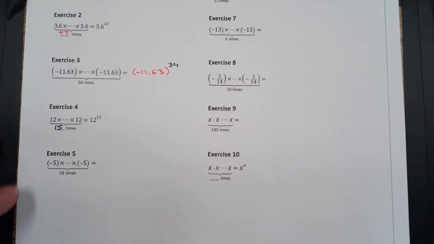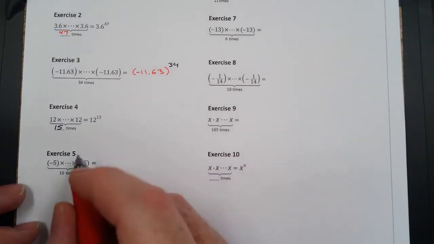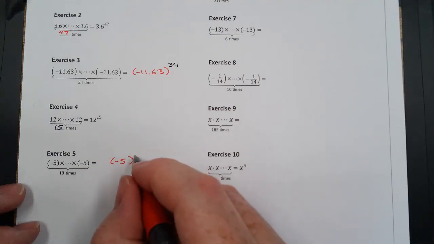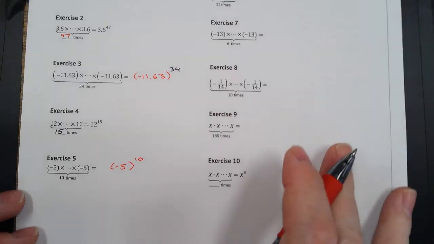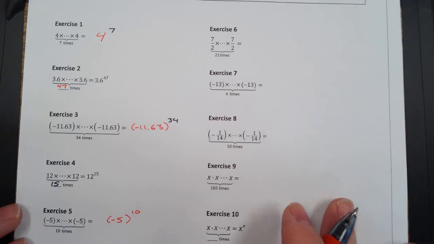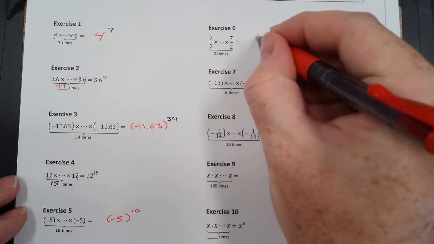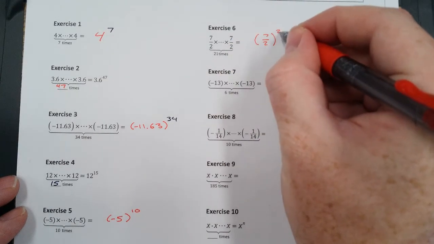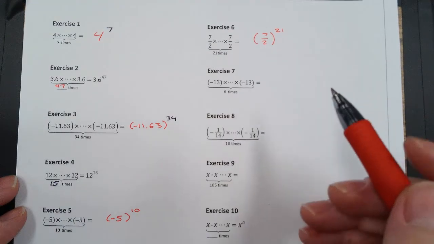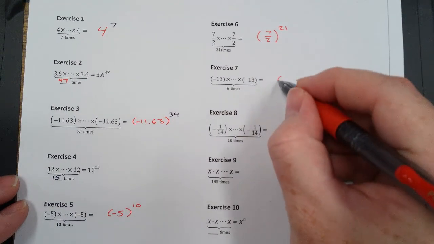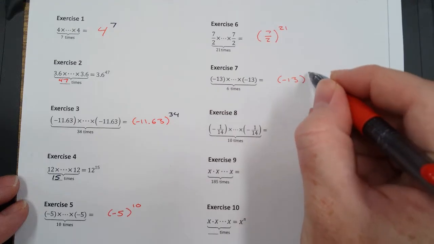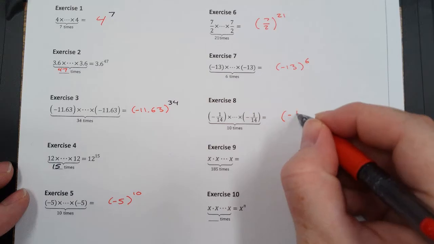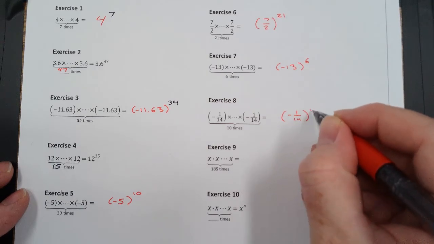Okay, welcome back. You should have paused the video. Here we go. Exercise 5, you should have got negative 5 as the base. That's being multiplied to the power of 10. Exercise 6 on the other side. We have the fraction 7/2. That's our base. And the exponent is 21 because it's 21 times. Exercise 7 is negative 13 to the 6th power. Exercise 8, a negative fraction, negative 1/14 to the 10th power.